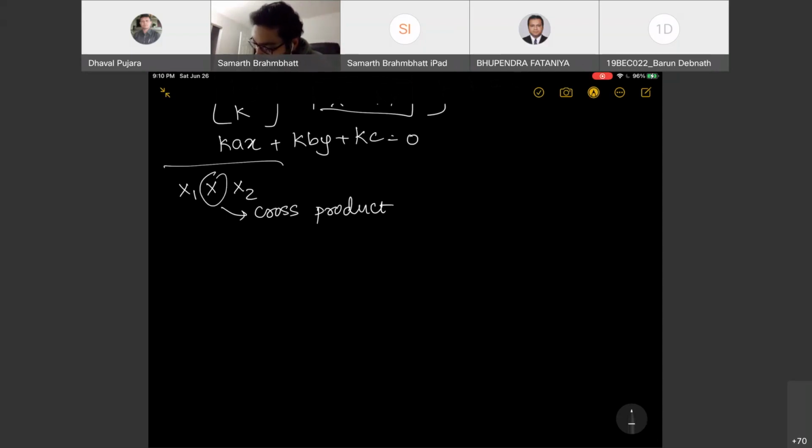So if you look at the cross product, let's just say that this cross product right now is just some other vector called L.